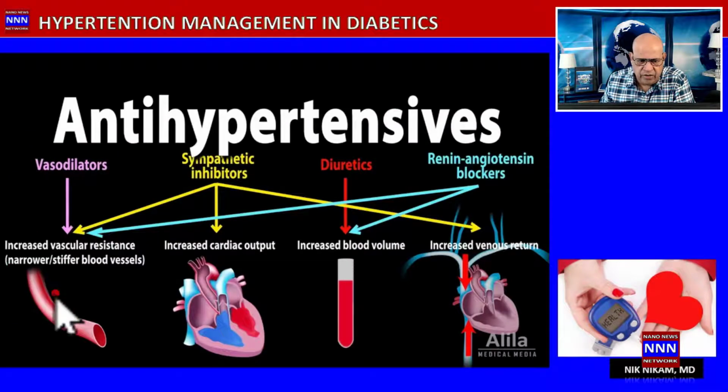The drugs can be looked at as vasodilators, which dilate the blood vessels and reduce the peripheral resistance, like your ACE inhibitors and other vasodilators, calcium channel blockers. We have the sympathetic inhibitors like beta blockers and alpha blockers. Of course, we talked about the diuretics and renin-angiotensin, which reduces the peripheral resistance. It reduces the systemic vascular resistance and brings down the blood pressure.